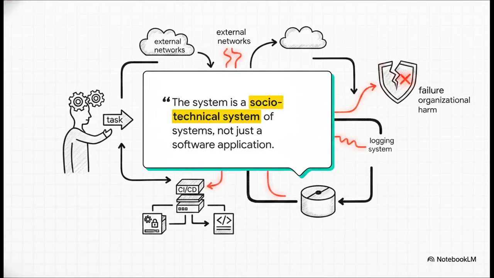And this leads us to a really crucial quote from the source material. The system is a socio-technical system of systems, not just a software application. You simply cannot secure this network by just staring at the AI model. You have to consider the big picture: the human engineers submitting tasks, the external networks providing the data, the logging systems, the CI/CD pipelines. They are all tightly interdependent. A failure at any one of these interfaces can spread like wildfire and cause massive organizational harm.